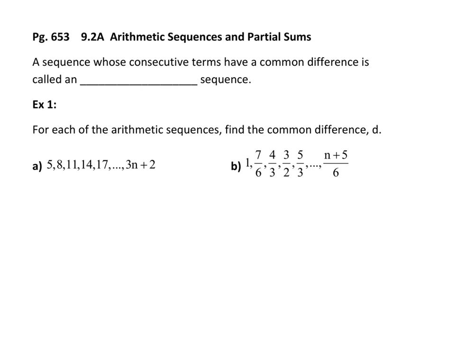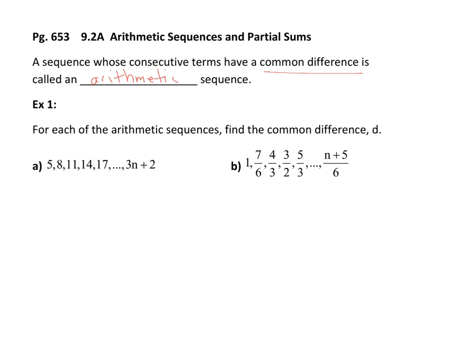All right, starting lesson 9.2a, arithmetic sequences and partial sums. A sequence whose consecutive terms have a common difference is called an arithmetic sequence. So there's a common difference. Example 1: for each of the arithmetic sequences, find the common difference d.